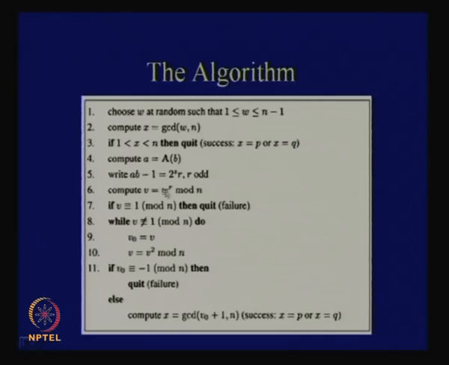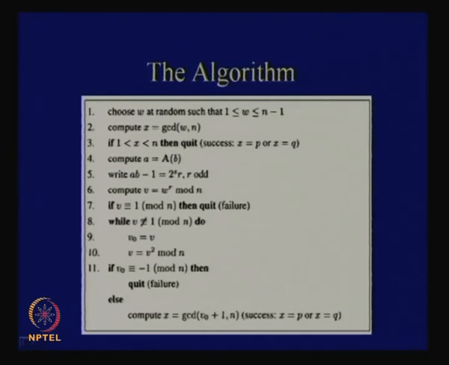So AB minus 1 I can factor in this way, which is 2 to the power of s into r, where r is odd. We can do this factoring quite easily. Taking out factors of 2 is quite easy. How will you implement it? Just see the trailing zeros. If you write the number in binary, you just see the trailing zeros.